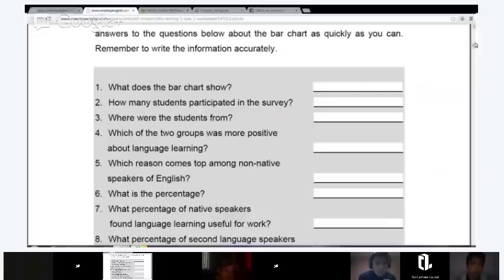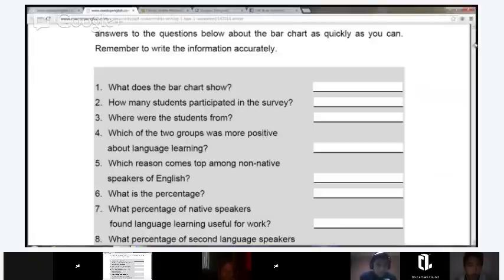Non-native speakers were more positive about language learning. Yeah, perfect. Non-native speakers were more positive than the native speakers about language learning. Which group is more interested in learning English?